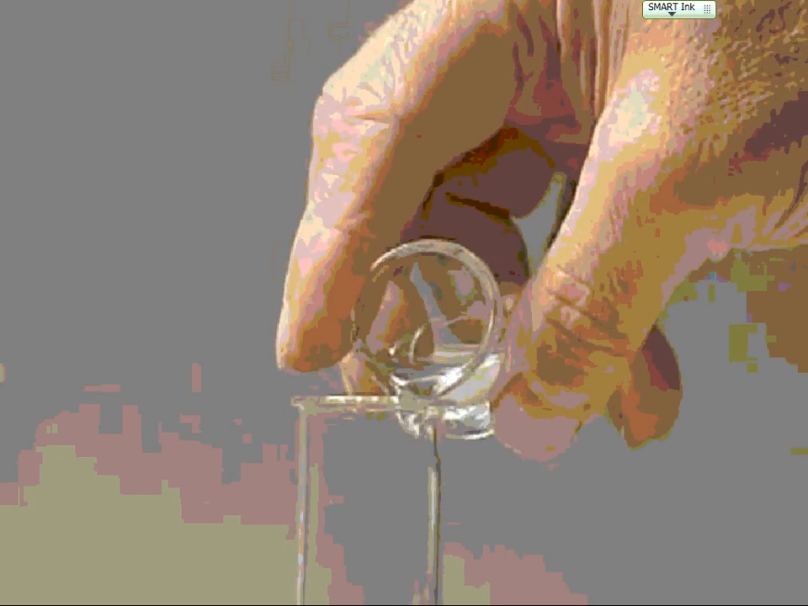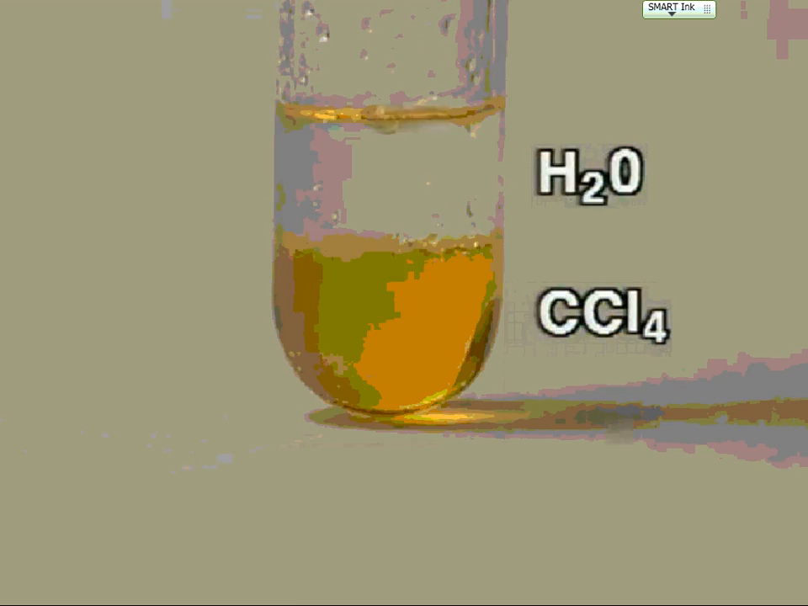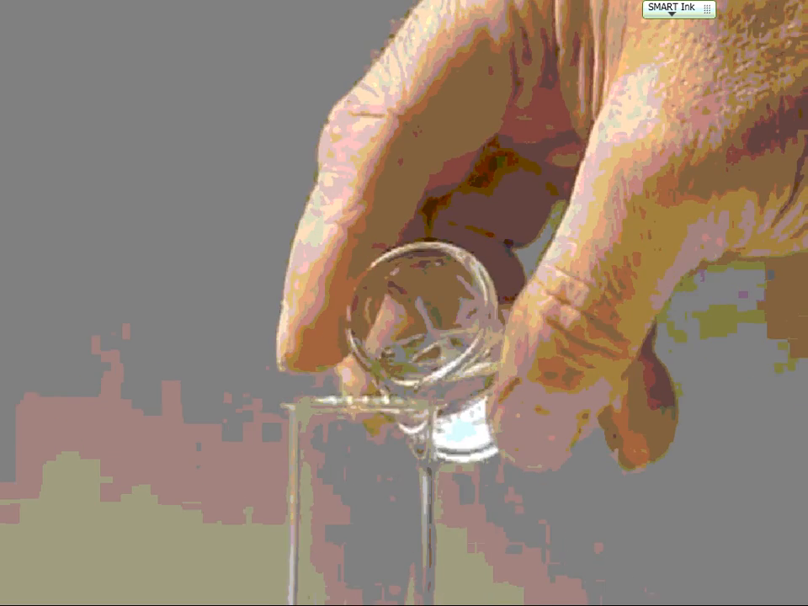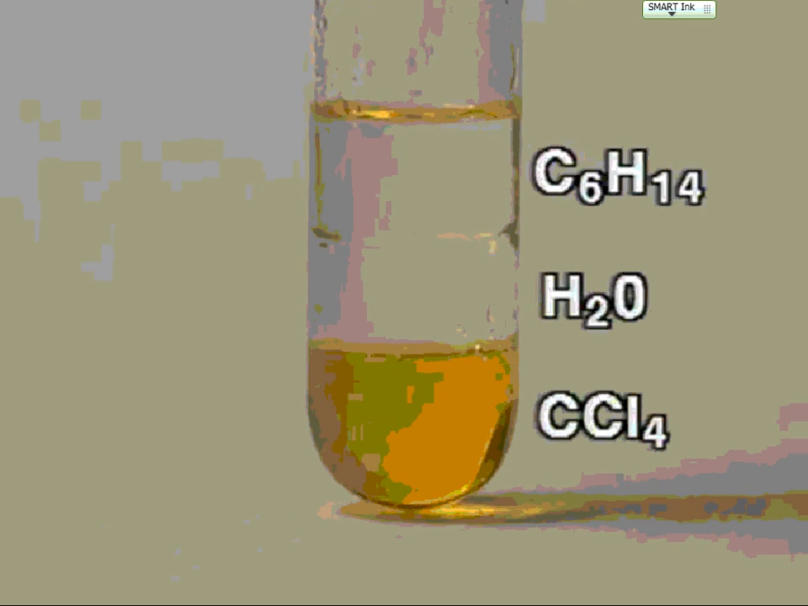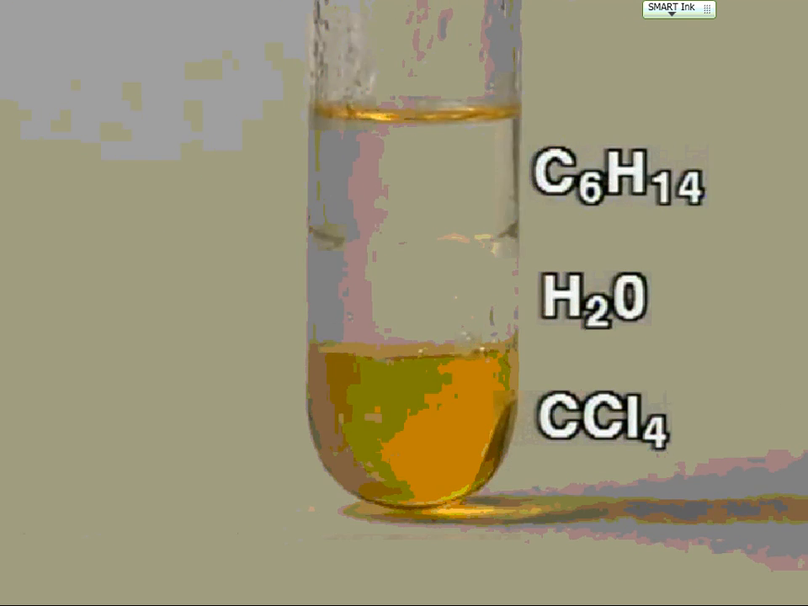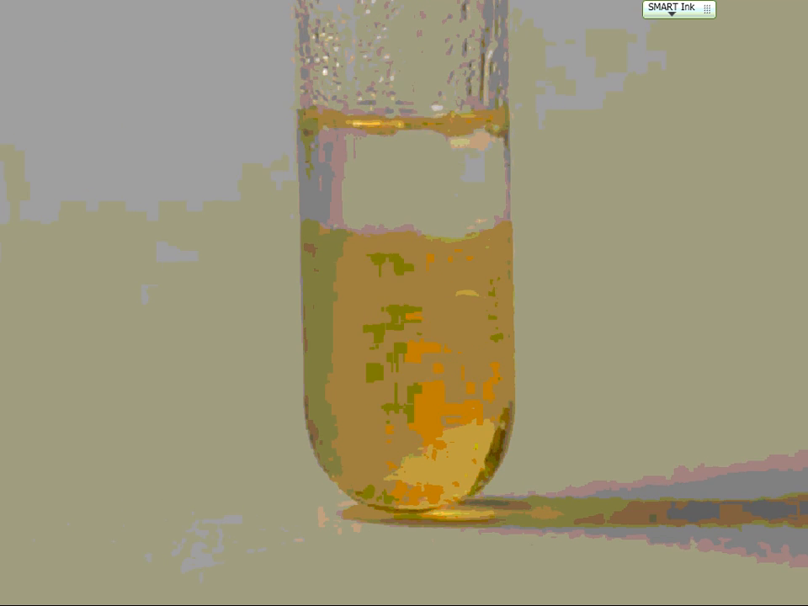When polar water is added to the test tube, it forms a layer on top of the carbon tetrachloride, since water is immiscible with and less dense than carbon tetrachloride. When nonpolar hexane is added to the test tube, it forms a layer on top of the water, since hexane is immiscible with and less dense than water. When the test tube is vigorously shaken, the two nonpolar liquids form a single layer at the bottom of the test tube, and the polar water layer sits above this layer.